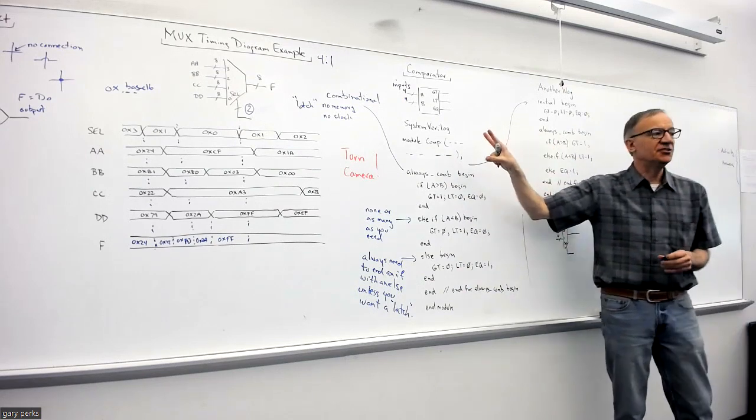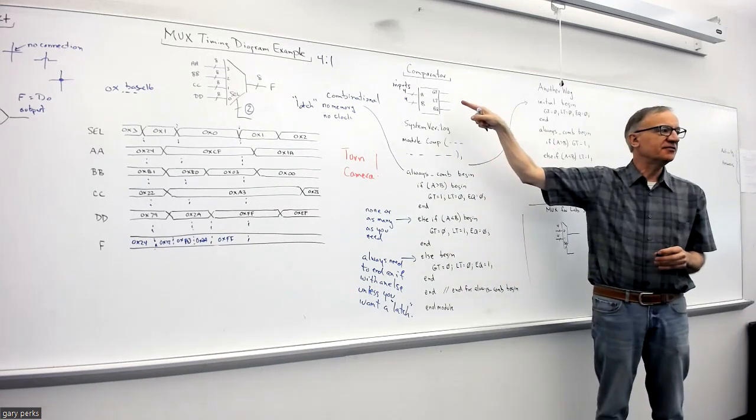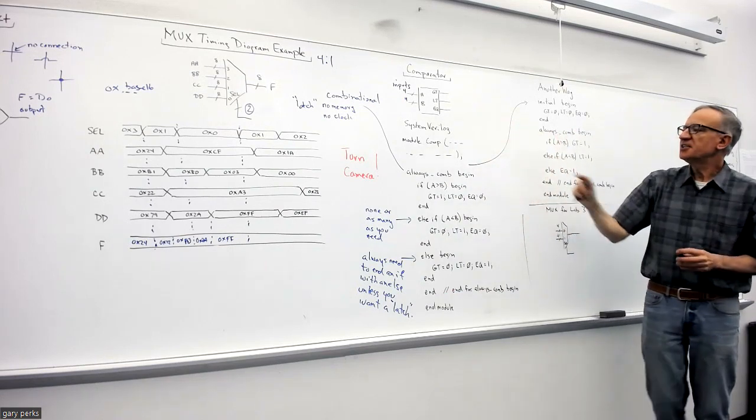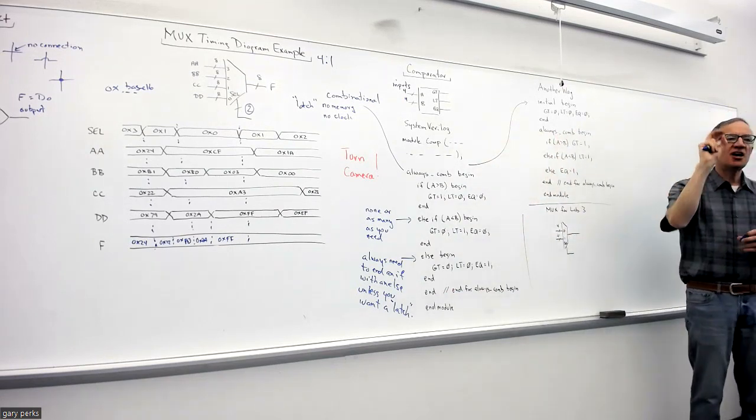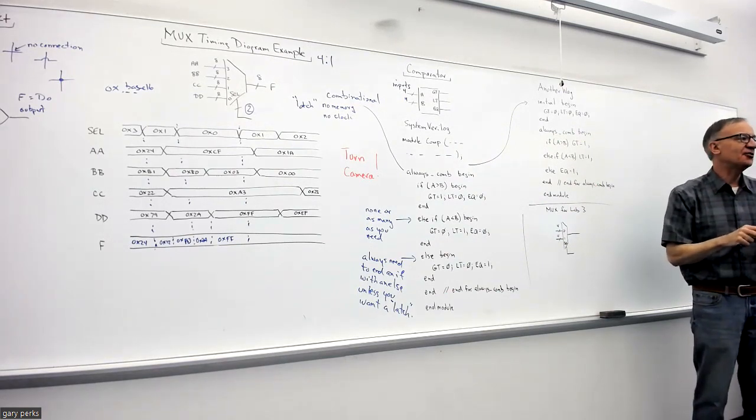But there's another way to do this. So this is one way to do that comparator. But there's another way where you can use what's called an initial block, where you initialize the outputs to some value, usually 0.